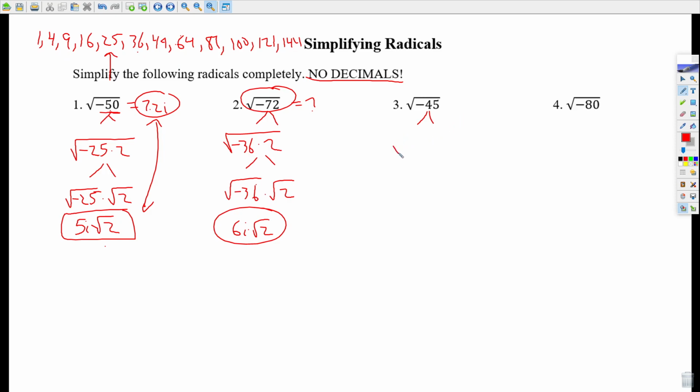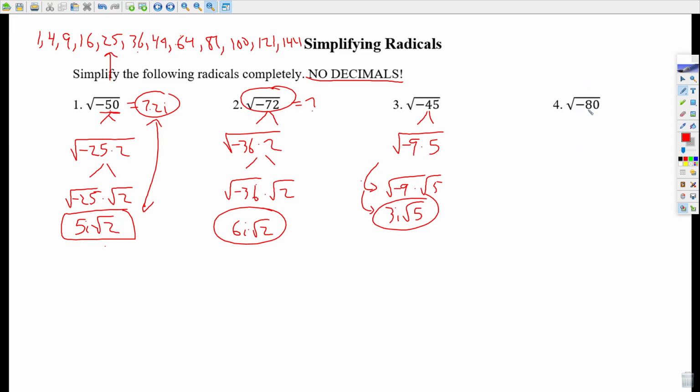9 is a perfect square, so I'm going to separate this into negative 9 times, how do you get 45? That would be 5. So square root of 9 we can do. Square root of 5 you can't do. Square root of 9 times square root of 5. If you want to skip this step, that's fine too. You could probably just go on to the next one. So this would be 3i square root of 5.